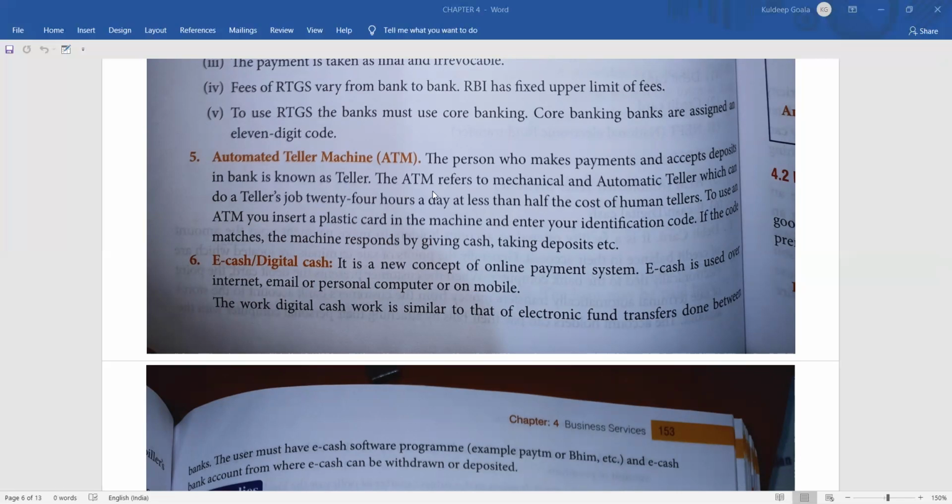Here, the ATM is a machine. Okay, the teller is a machine who can help you to do the same thing, 24 hours a day at less than half the cost of a human teller.